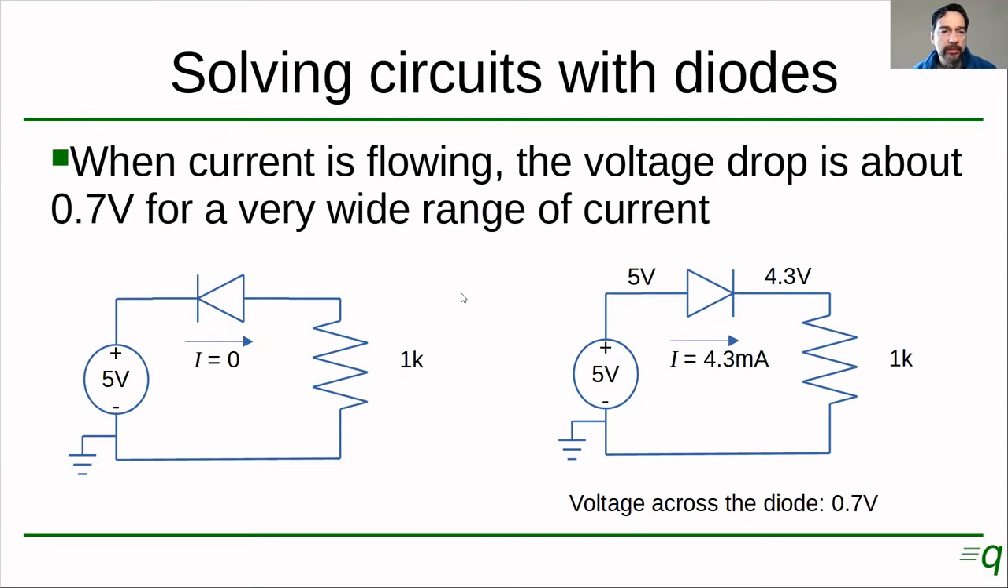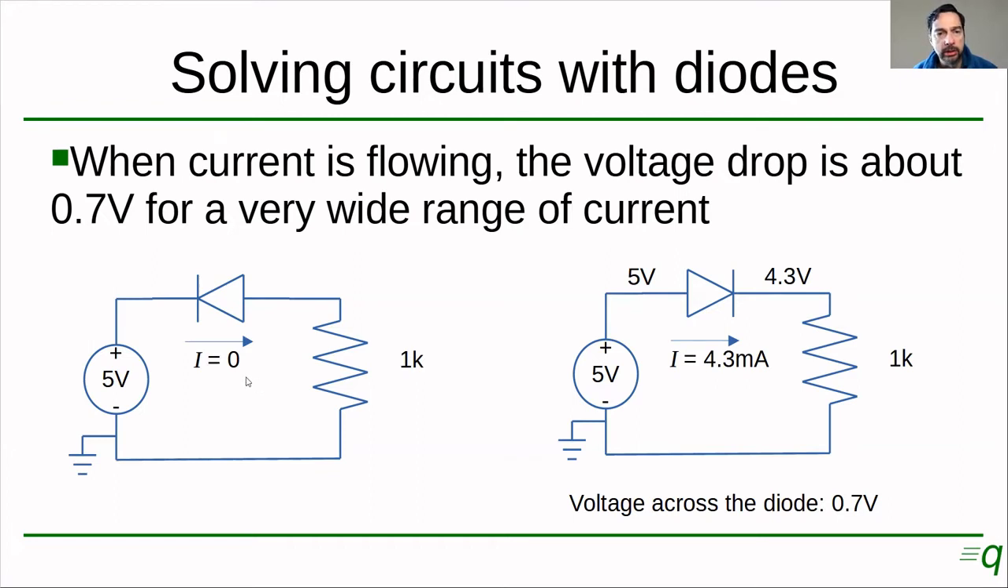Now let's have a look at this other circuit. It's the exact same circuit, only the diode has been reversed. And we know that current's not going to flow through this circuit because of the orientation of the diode. The power source is going to try to make current flow in this direction, but the diode is going to oppose current flow. So no current is going to be flowing here.